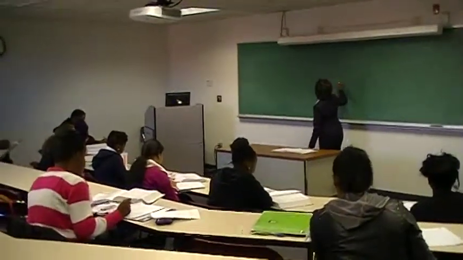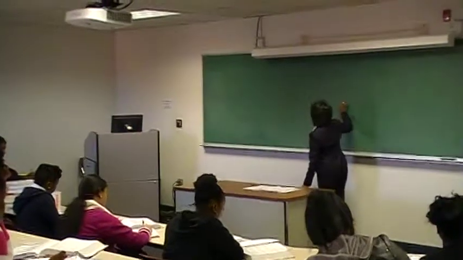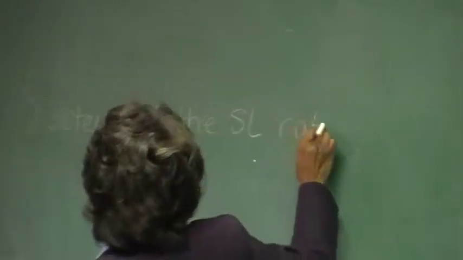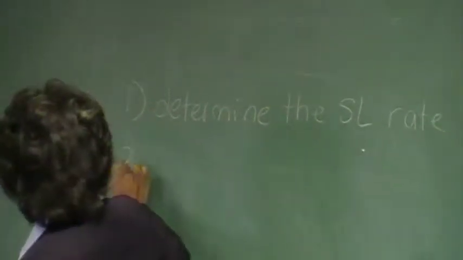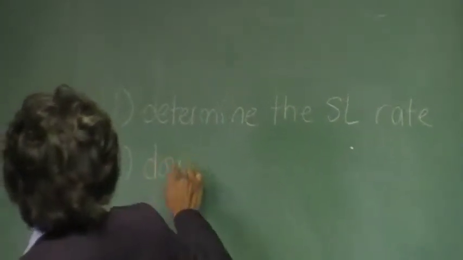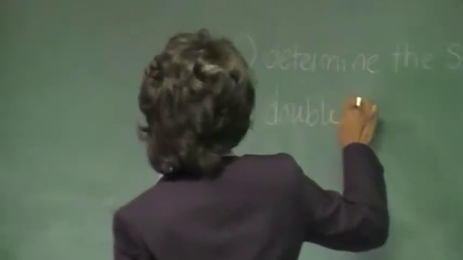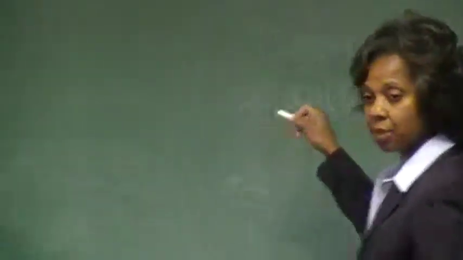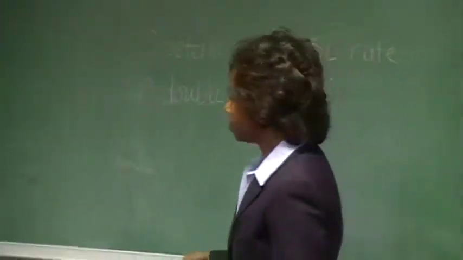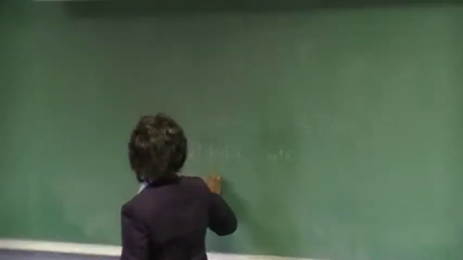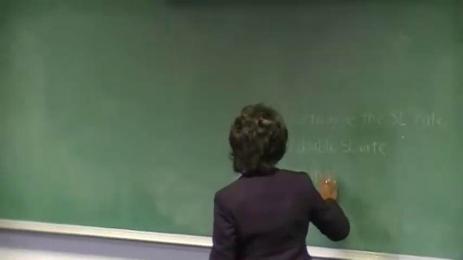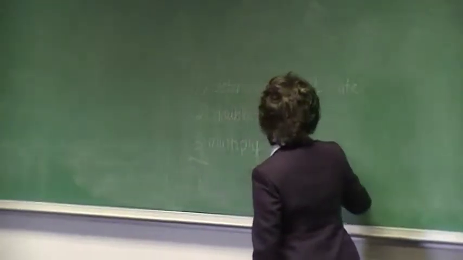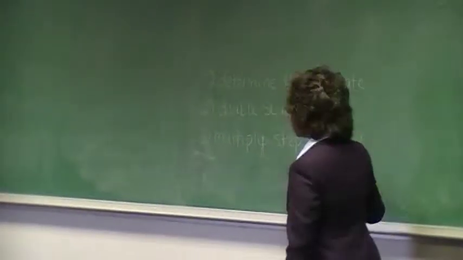Determine the straight line rate, and that's going to be 1 over the number of years. Step 2, double that, or double the straight line rate, which is going to give you the double declining balance rate. What is step 3? Multiply step 2 by book value. And how do you calculate book value?